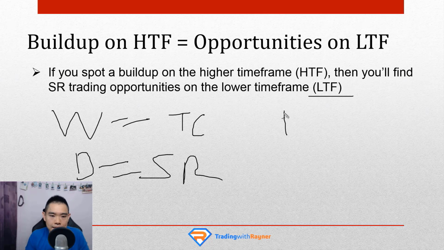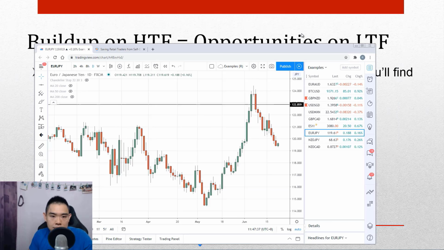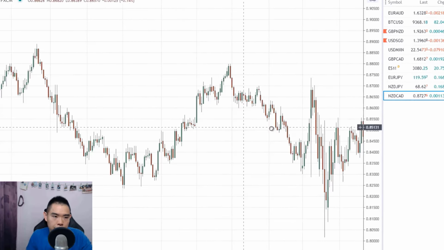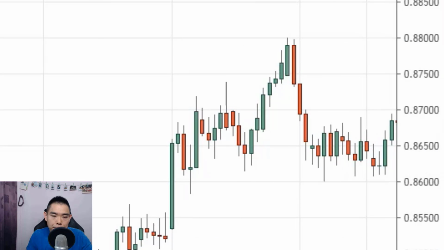Or how about, let's say the daily is in a tight consolidation. You go down to the 4 hour, you should be able to find support and resistance trading opportunities. So let me give you a few examples before we wrap things up. Again, let's say on the daily time frame, over here, this is another tight consolidation you see here on the daily time frame.